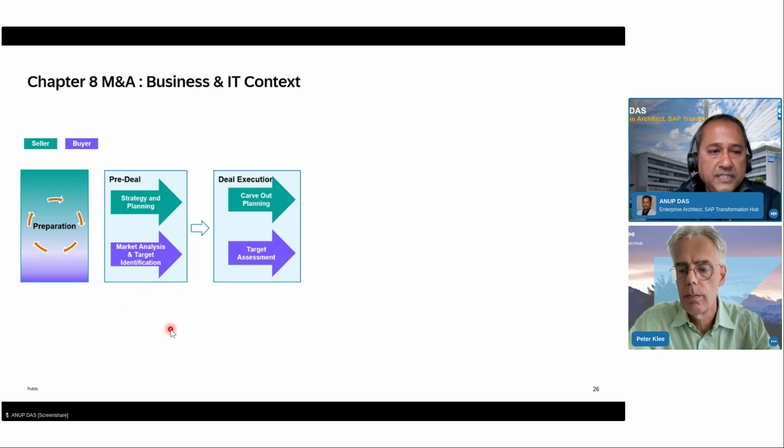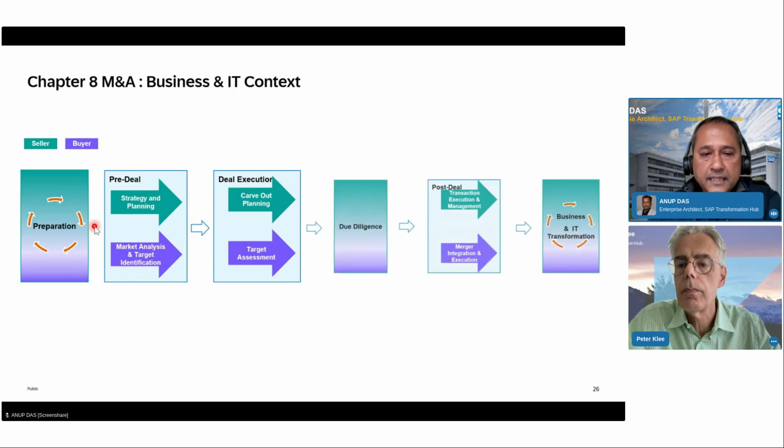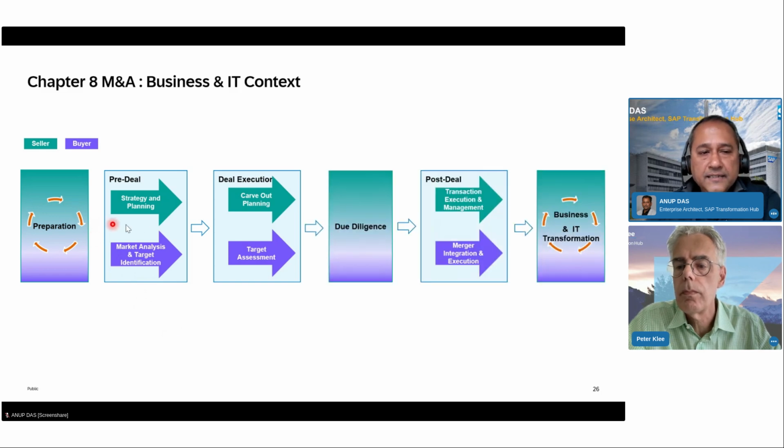But primarily, what we see as a pattern is there would be a seller side and there would be a buyer side, right? It depends on who is calling you as an enterprise architect to solve their problem. The perspective would change. And then there are different phases to it. Ideally, these are the critical phases of mergers and acquisitions.